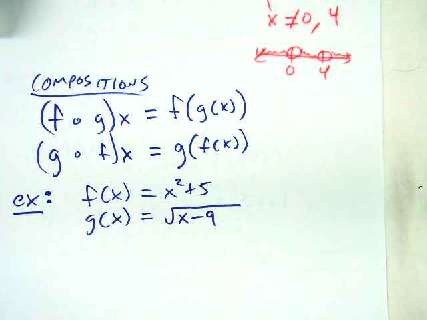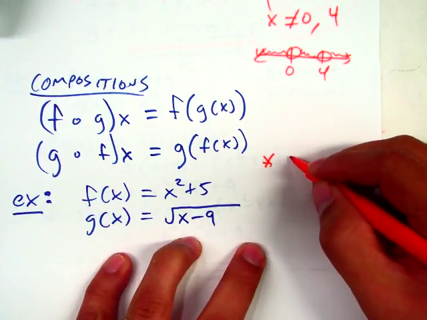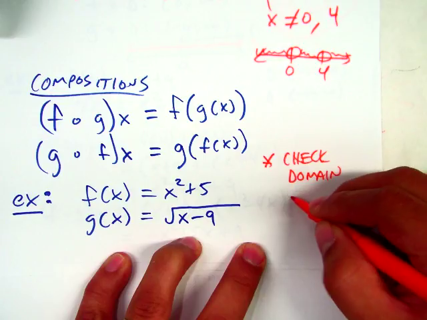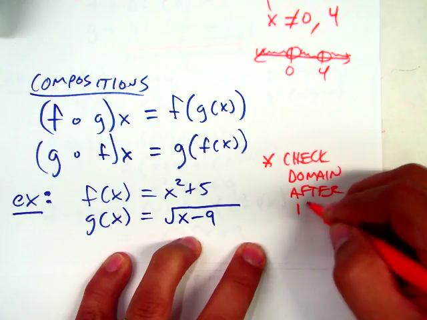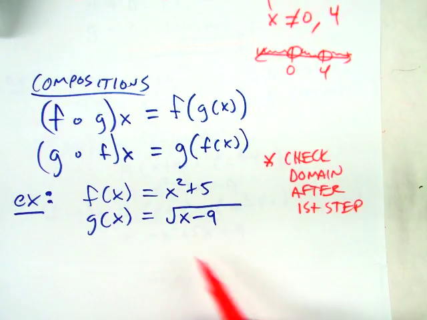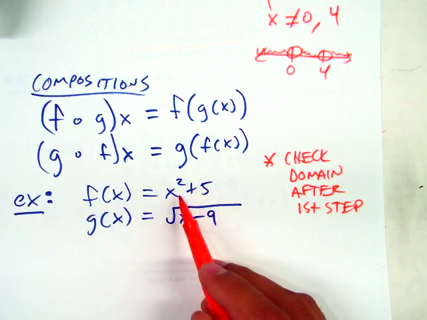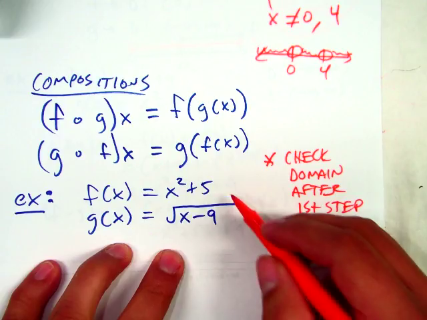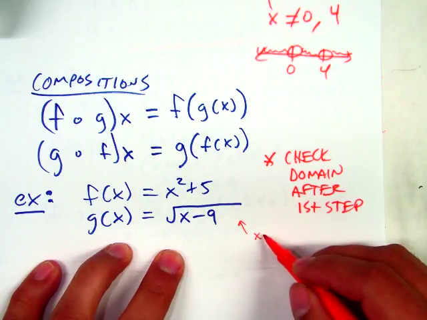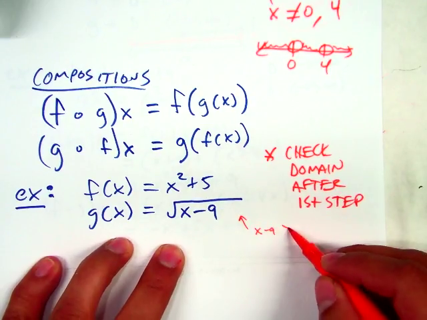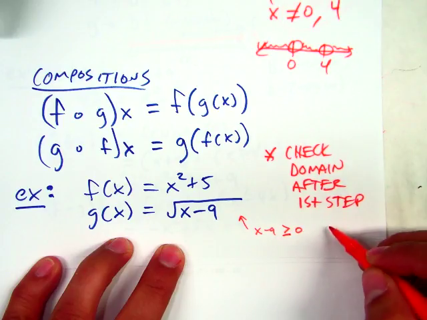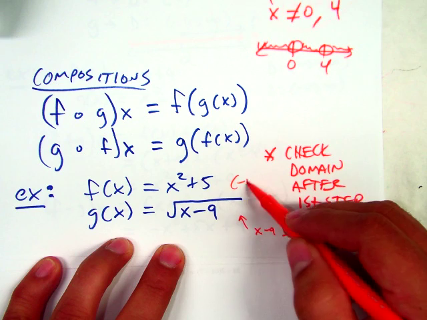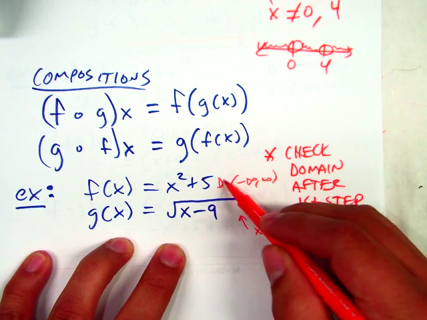When you're doing compositions, check the domain after the first step. That's the only thing that changes here. So these domains may be all real numbers for this one, and then a little bit different for the other. What is the domain here, by the way? X minus 9 has to be greater than or equal to 0. So if we solve it, 9 to infinity. Does that make sense? This is all good. So these are the domains for each one of them.